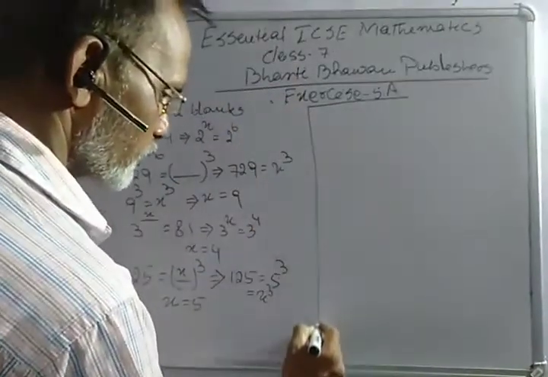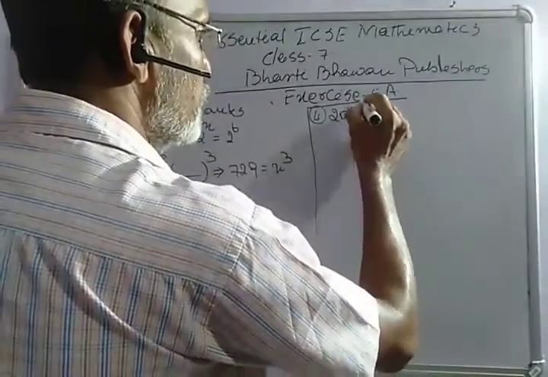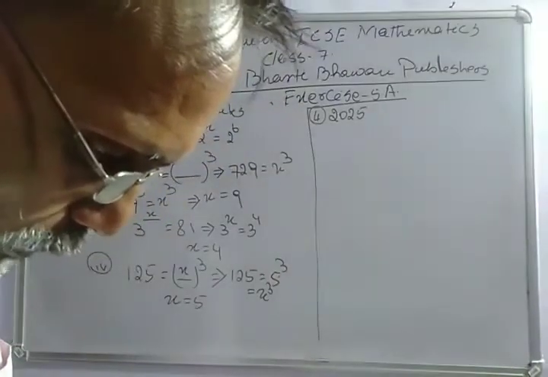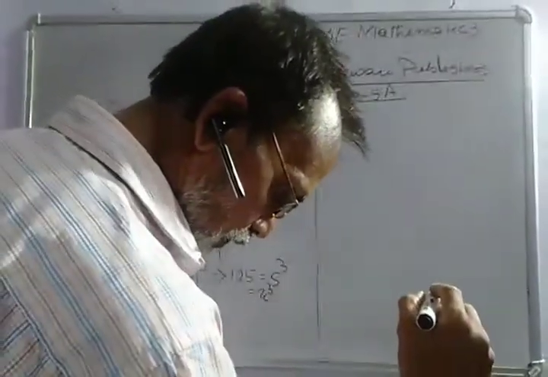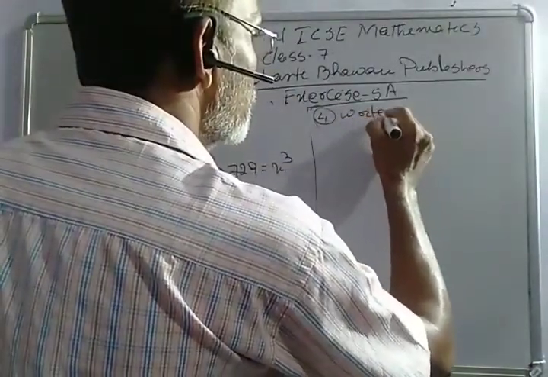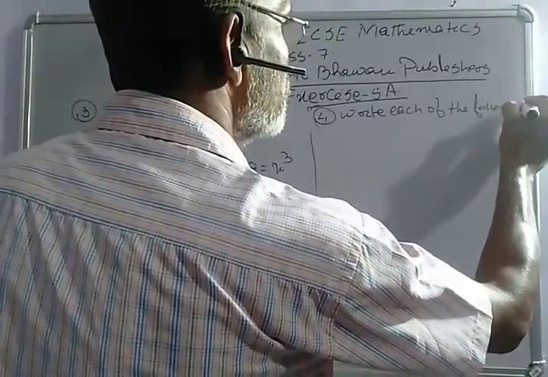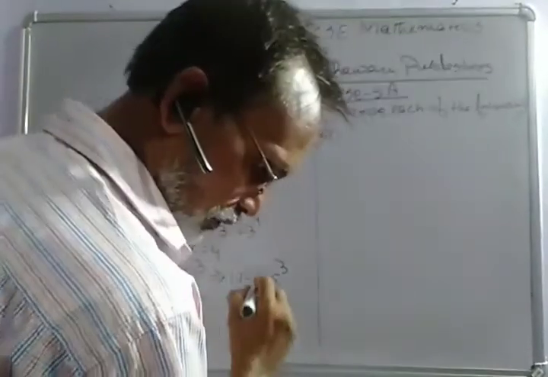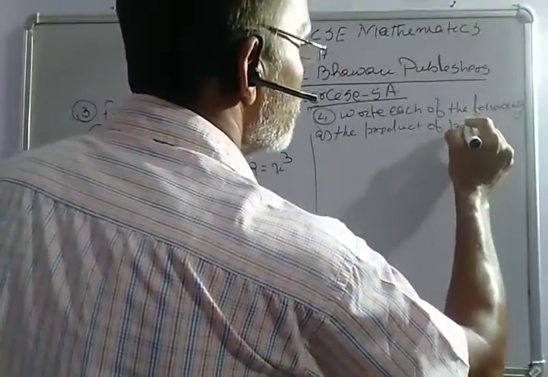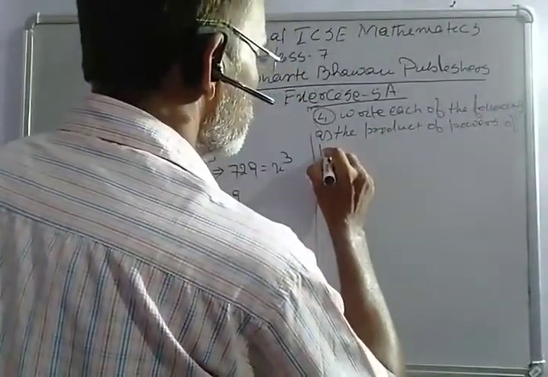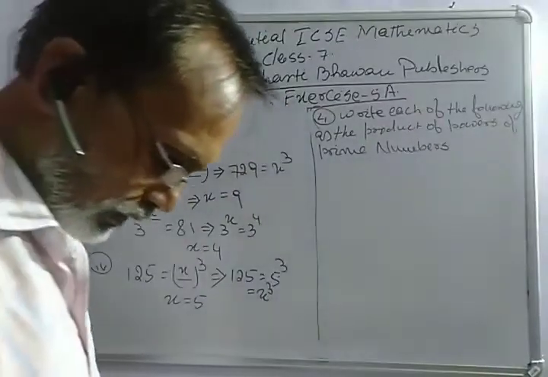Number 4, 2025. We have to write each of the following as the product of powers of prime numbers.